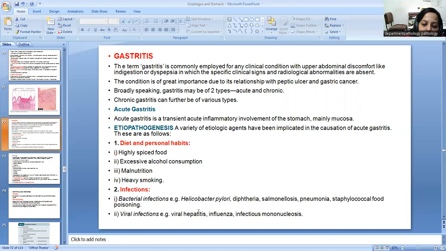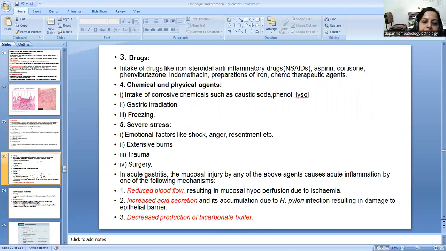Infections: there can be H. pylori, diphtheria, salmonellosis, and viral infections like hepatitis, influenza, etc. Drugs: the intake of drugs like NSAIDs, aspirin, cortisone, phenylbutazone. Chemical and physical agents: intake of corrosive chemicals such as caustic soda, phenol, Lysol, gastric radiation, and severe stress factors like shock, anger, resentment, burns, trauma, surgery.